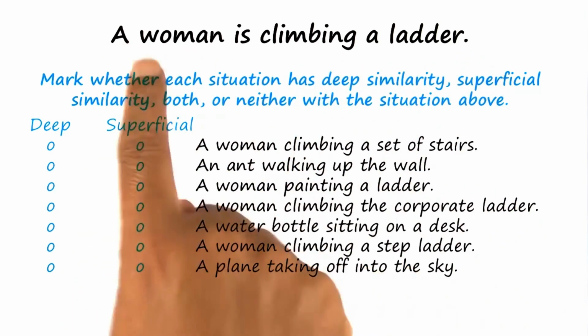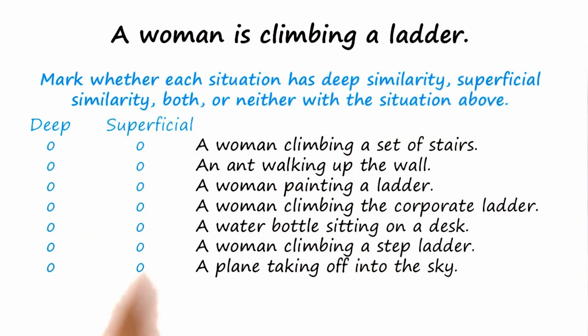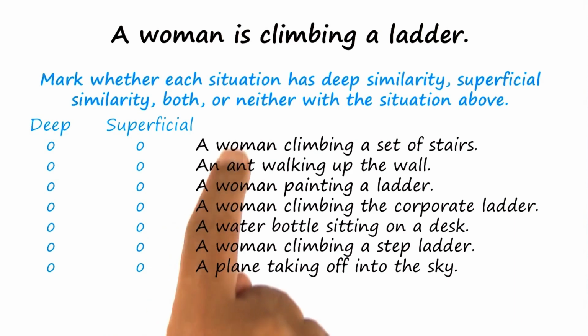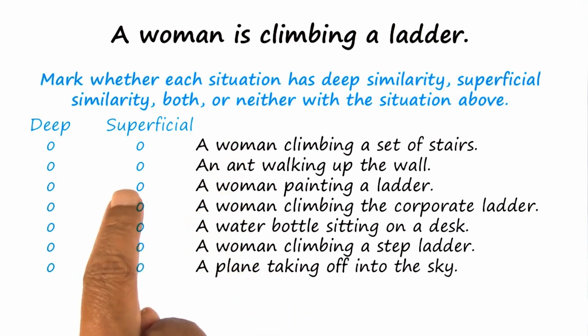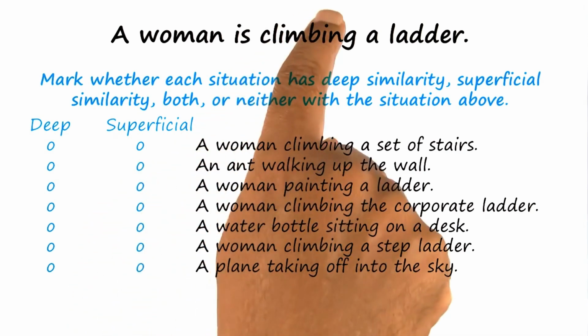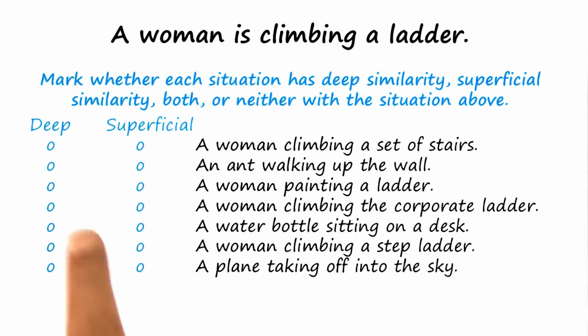Consider the situation again: a woman is climbing up a ladder. Given the 7 situations, mark whether each of the situations is deeply similar or superficially similar to this given situation. Note that some might be both and others might be neither. What do you think, David?